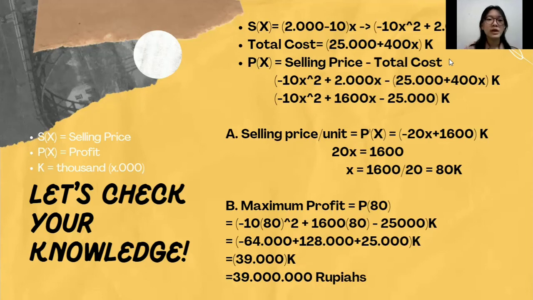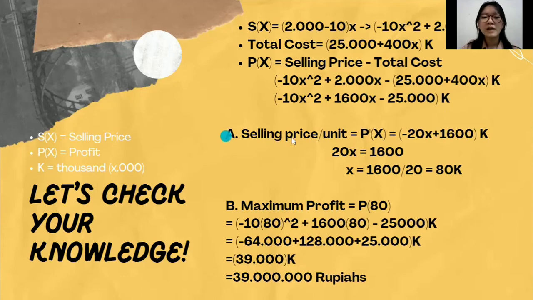Why? Because we imagine, if you're going to sell something for 1,000 and your cost is 800, your profit will be 200, right? So that's what we apply here. We are going to subtract the total cost, which is here, from the selling price, which is here. And then you're going to sum all of it. Then we get a function of minus 10x squared plus 1,600x minus 25,000k.